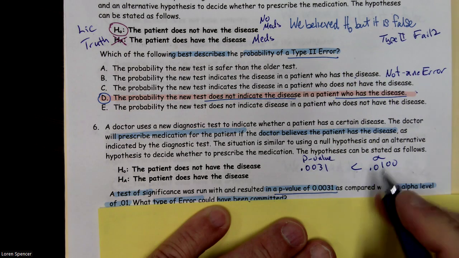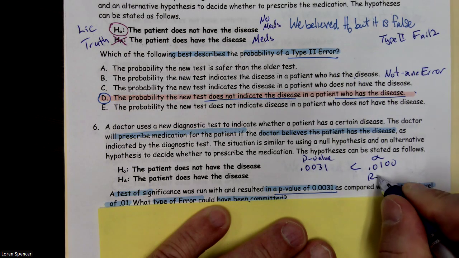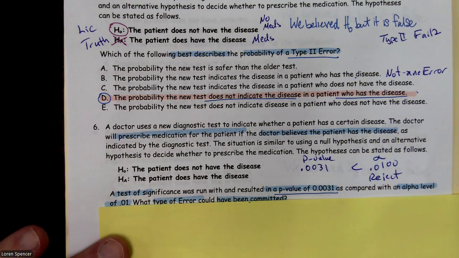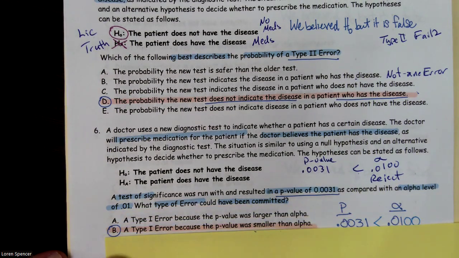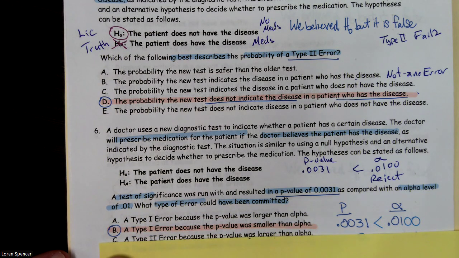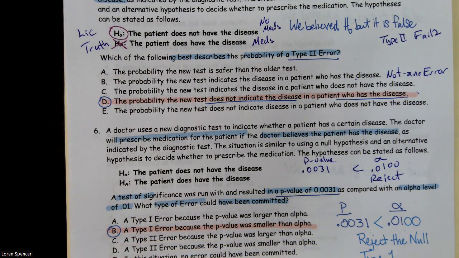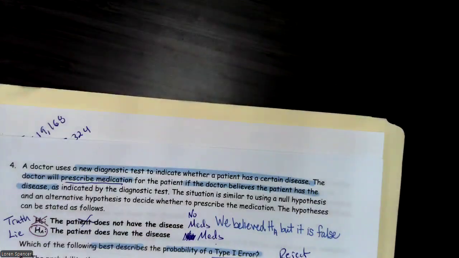So 31 is less than 100, so we're going to reject. If you reject, the only type of error that you could have made is a type 1. All right? If you reject, the only type of error that you could have made is a type 1. All right, moving on to the next problem.